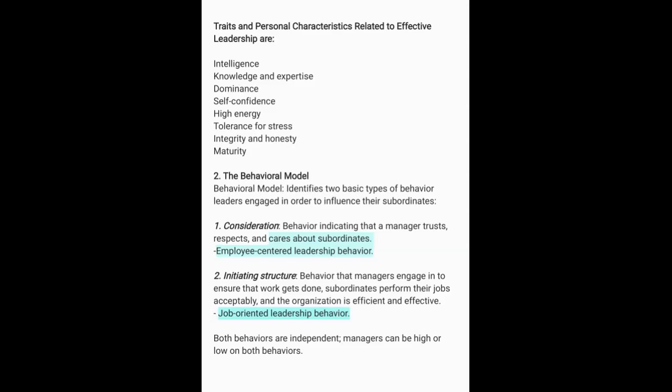Personal leader characteristics. Then, effective leader according to behavior, either to approach people or by job. You focus on people or you focus on the job. This is the behavior. It is very easy. No need to write everything in the exam. Only for situational or behavior, either to focus on people, employee-centered, or job.